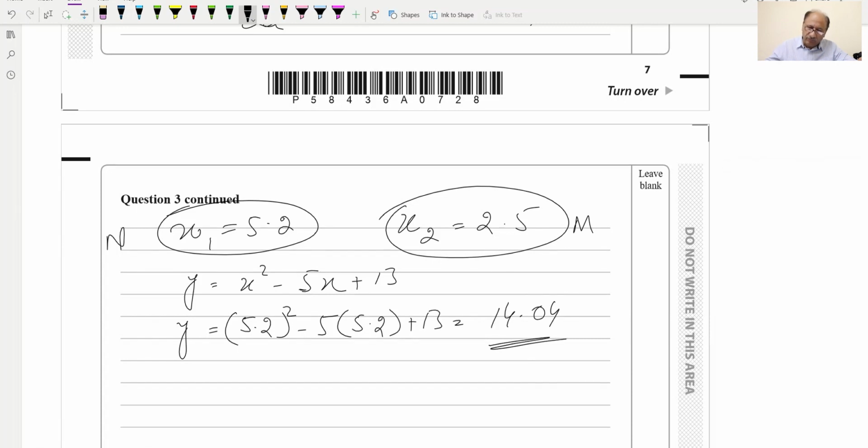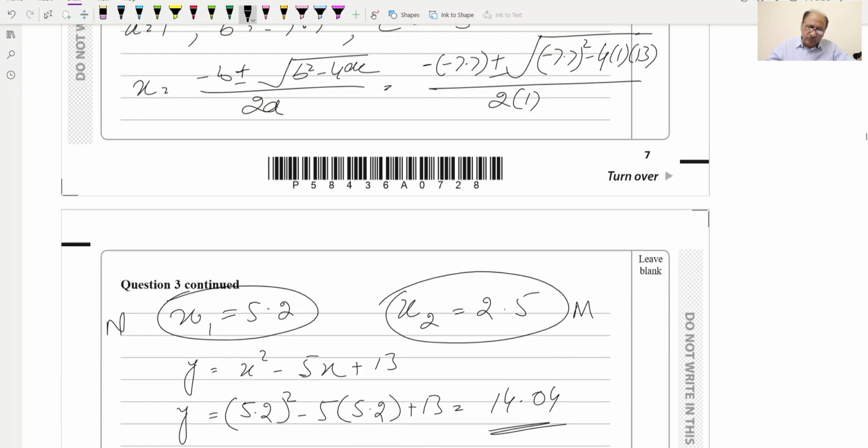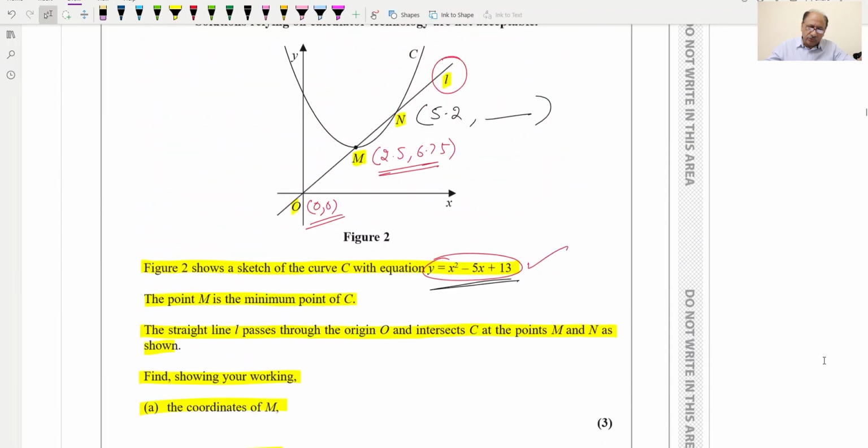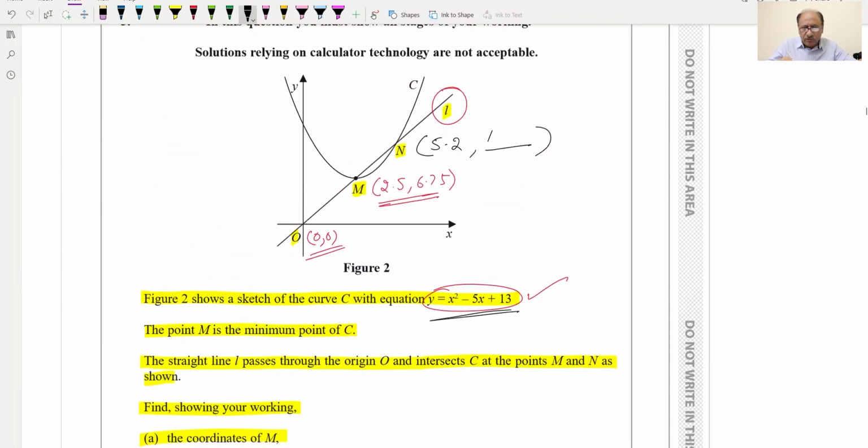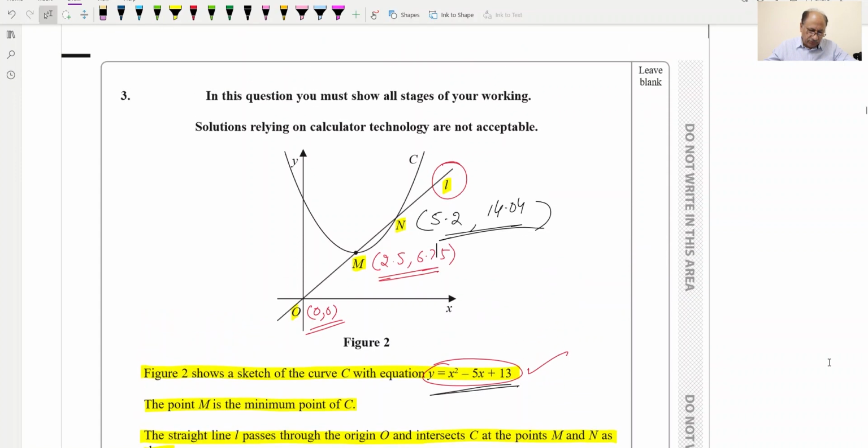14.04, this will be the y value. So our point N will be having coordinates 5.2 and 14.04, which we can indicate on the diagram also, where we left space over here. 14.04 will be basically the y coordinate, and these are the coordinates of N point. This is what we were supposed to find.